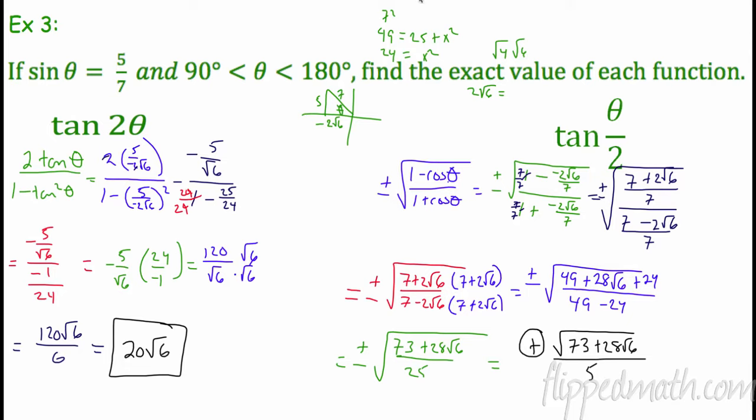Why is it positive? Let's take a look. We are between 90 and 180, so if we are doing half of that, we are between 45 and 90. When we're in quadrant 1, tangent is positive. That's why we're positive for that one. All right, so check that out.